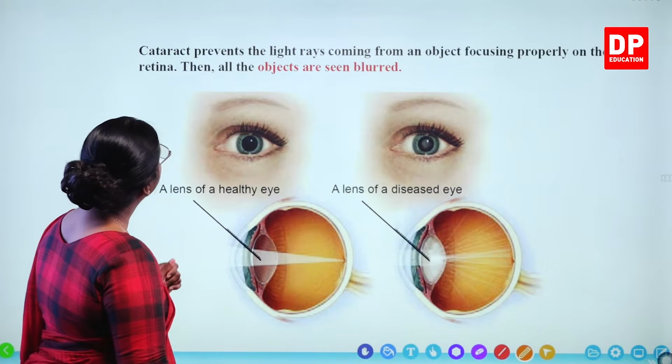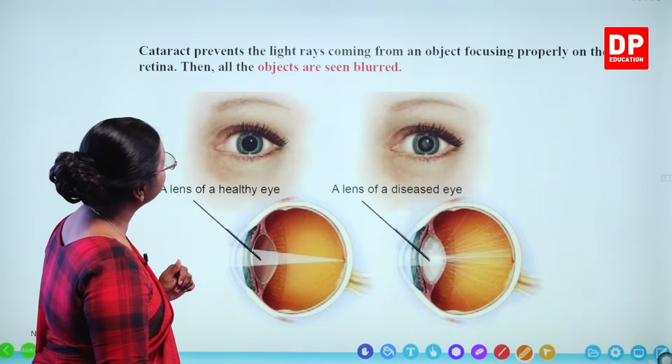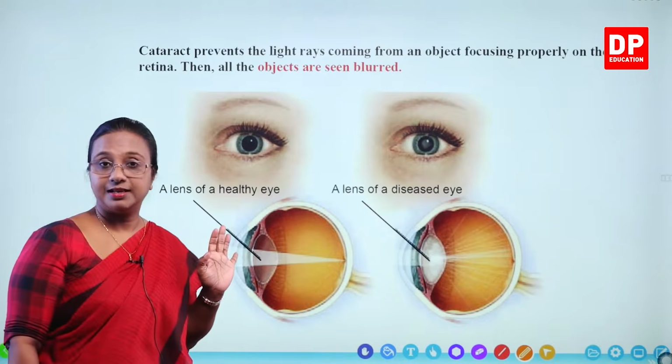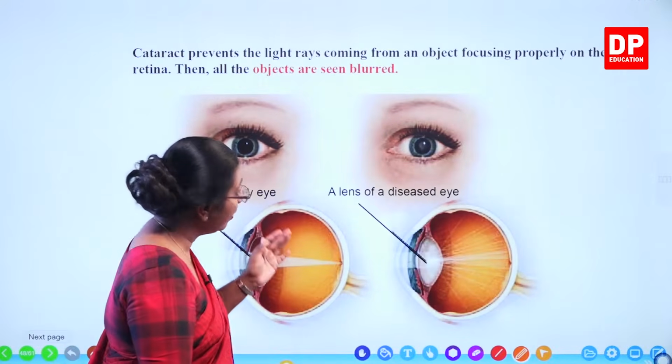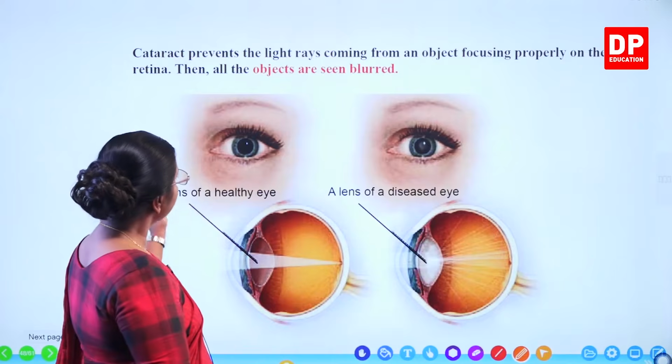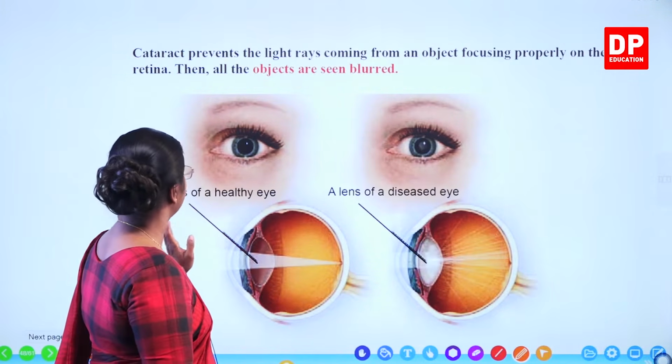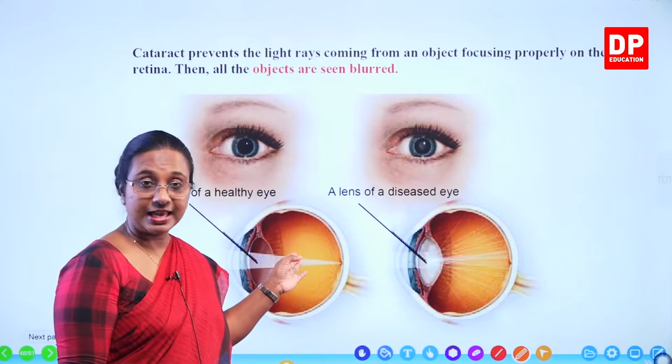So, here, cataract prevents the light rays coming from an object focusing properly on the retina. If we look at how cataract occurs, look at the two diagrams. This is a healthy eye. This is a person who has a healthy eye.